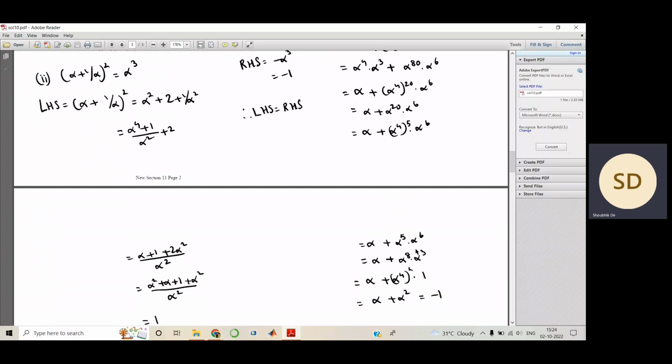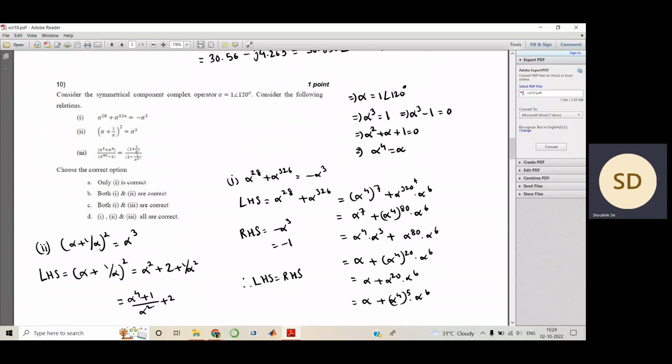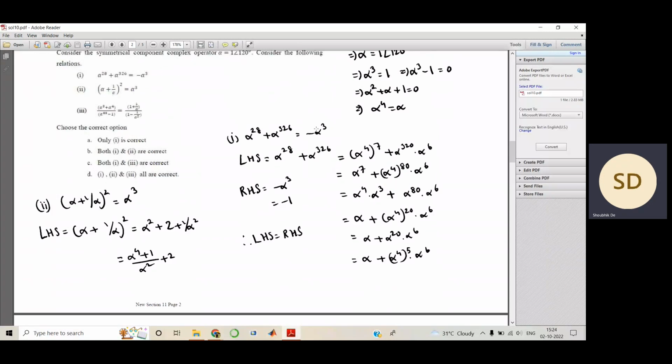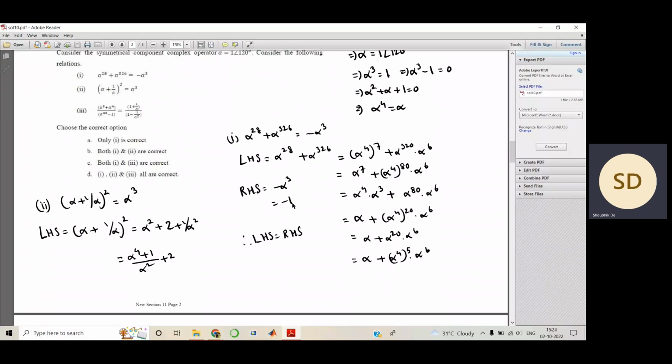Now alpha 11 can be written as alpha 8 into alpha 3. So again alpha to the power 4 into 2, and alpha 3 is 1. So finally we get alpha plus alpha square. Now we had this property, right, that alpha square plus alpha plus 1 equals 0. So we can write this as minus 1. On the right hand side we have minus alpha to the power 3, right? As we know, alpha cube is 1, so it comes out to be minus 1, and hence both the left hand side and right hand side match each other. Hence this comes out to be true.